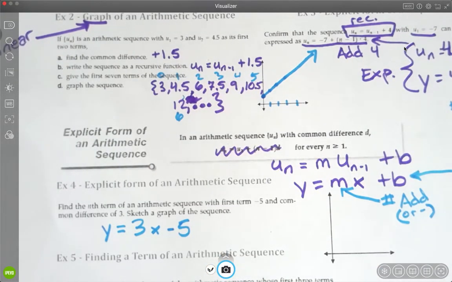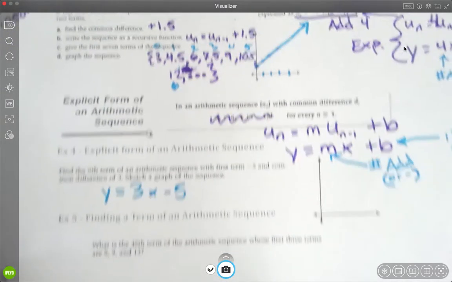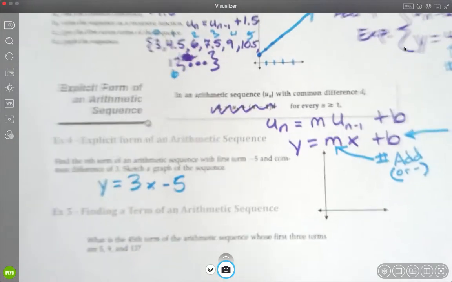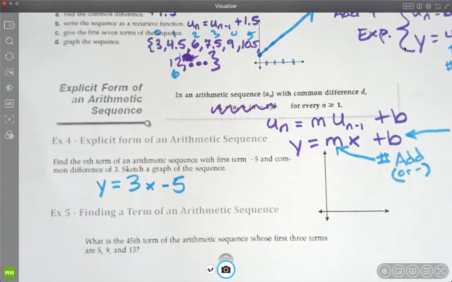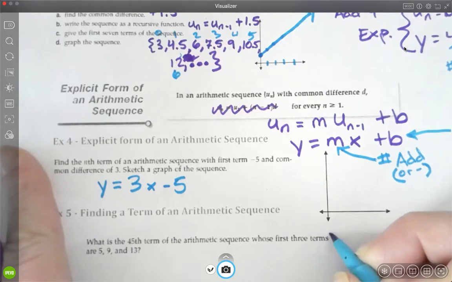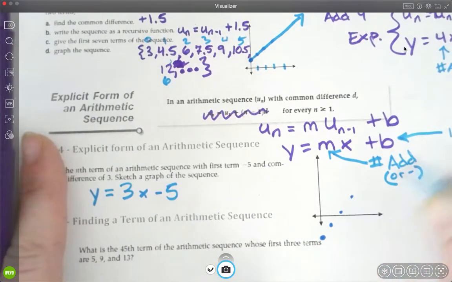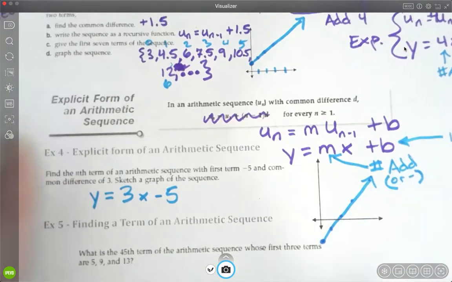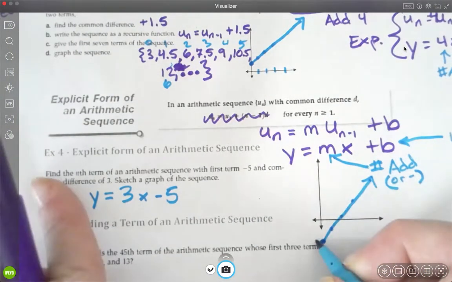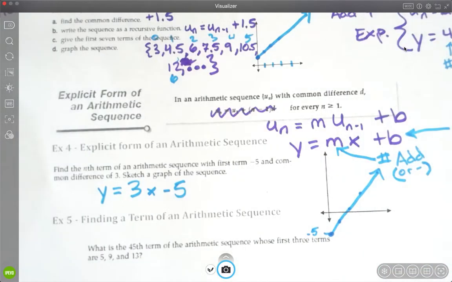Okay, now they want us to use that same formula. That's all that they want for example 4. Okay, how do you graph y equals 3x minus 5 without plotting points? You go down here at -5 and go up 3 over 1, up 3 over 1, up 3 over 1. Do you remember doing that? That's a linear function. So this guy right down here is -5, and you're going up 3 over 1 each time. That's what my sequence will look like, yeah?